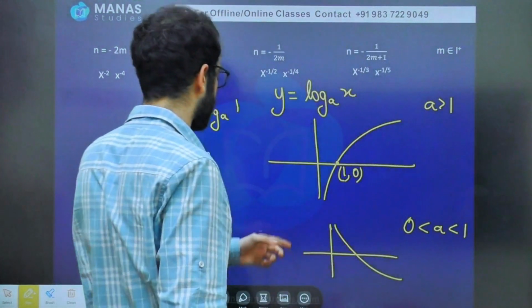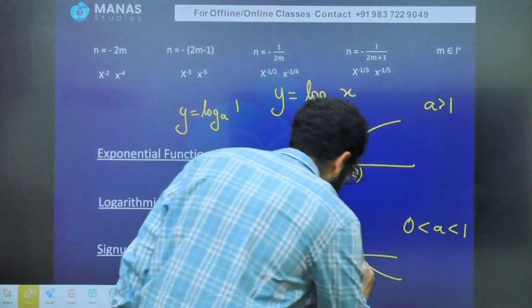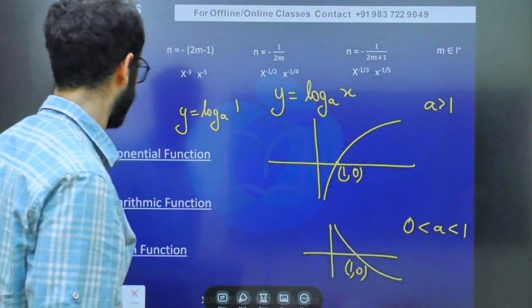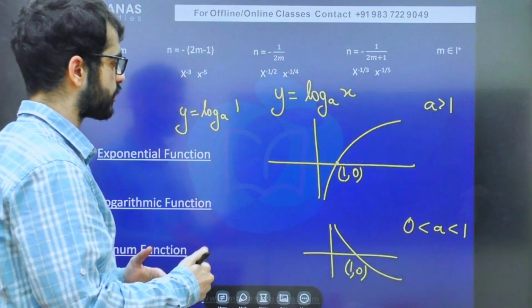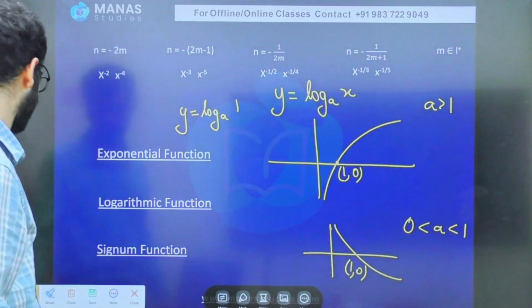Now let's calculate when y will be 0. Then a to the power 0 is equal to 1. So similarly this point will be (1, 0). It's better to remember these graphs, and the elaborate discussion on how these graphs are sketched would be in graph sketching, that is, application of derivatives.